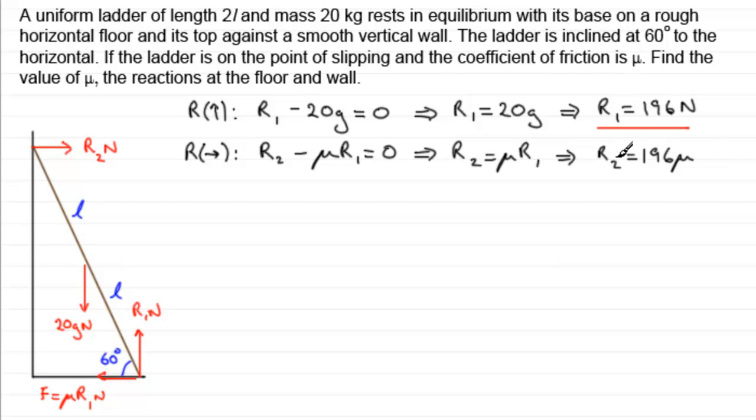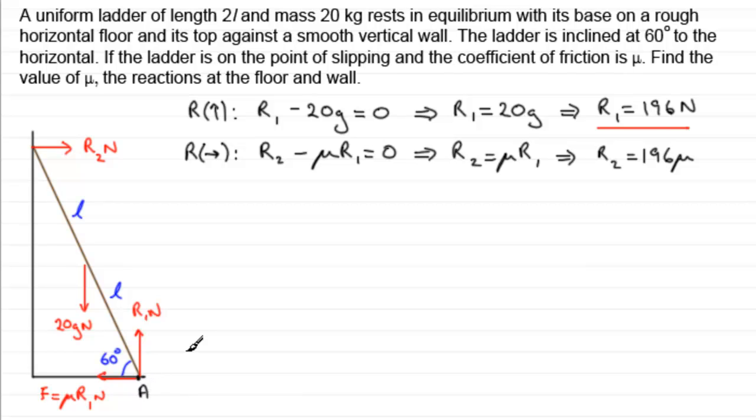So I've still got R2 and mu to work out, the coefficient of friction here. So I'm going to need another equation. And that equation, as I said earlier, comes from taking moments. And we can take moments about any point we like. I would encourage you to experiment with this, to take moments about any point. I'm going to take them about this point here on the bottom.